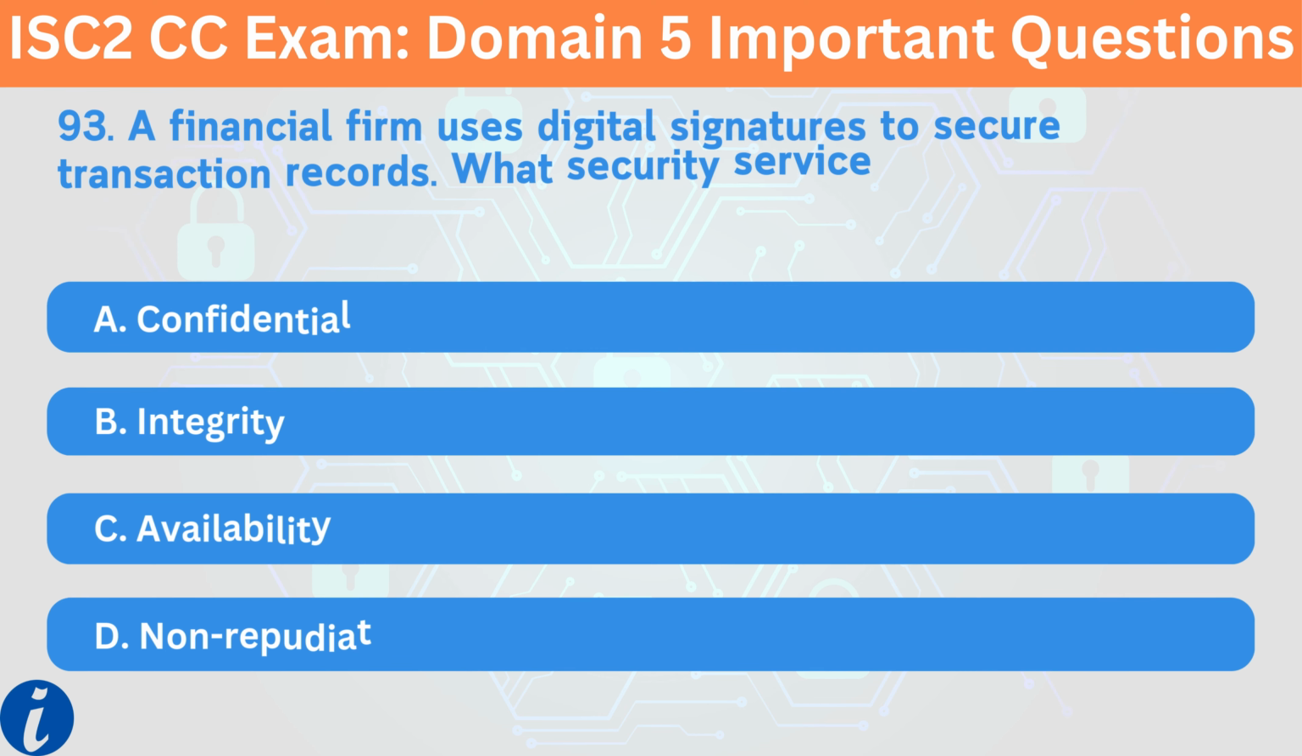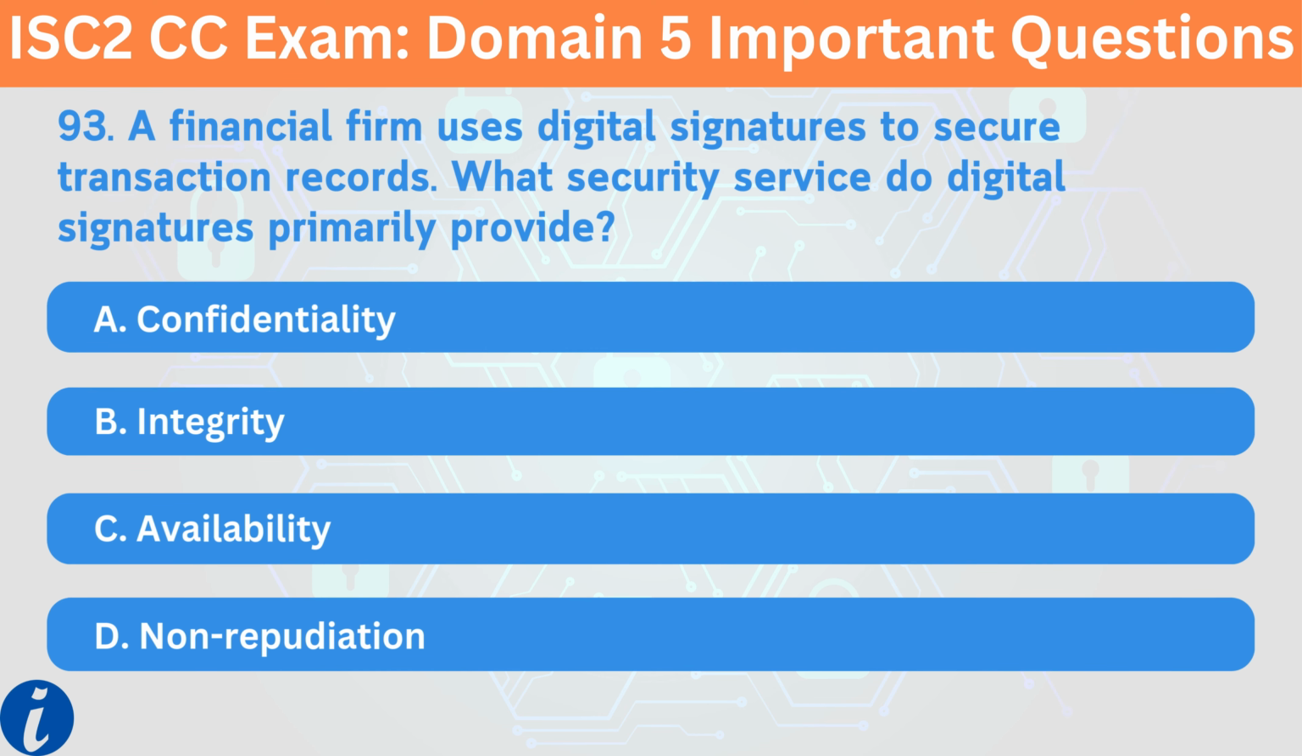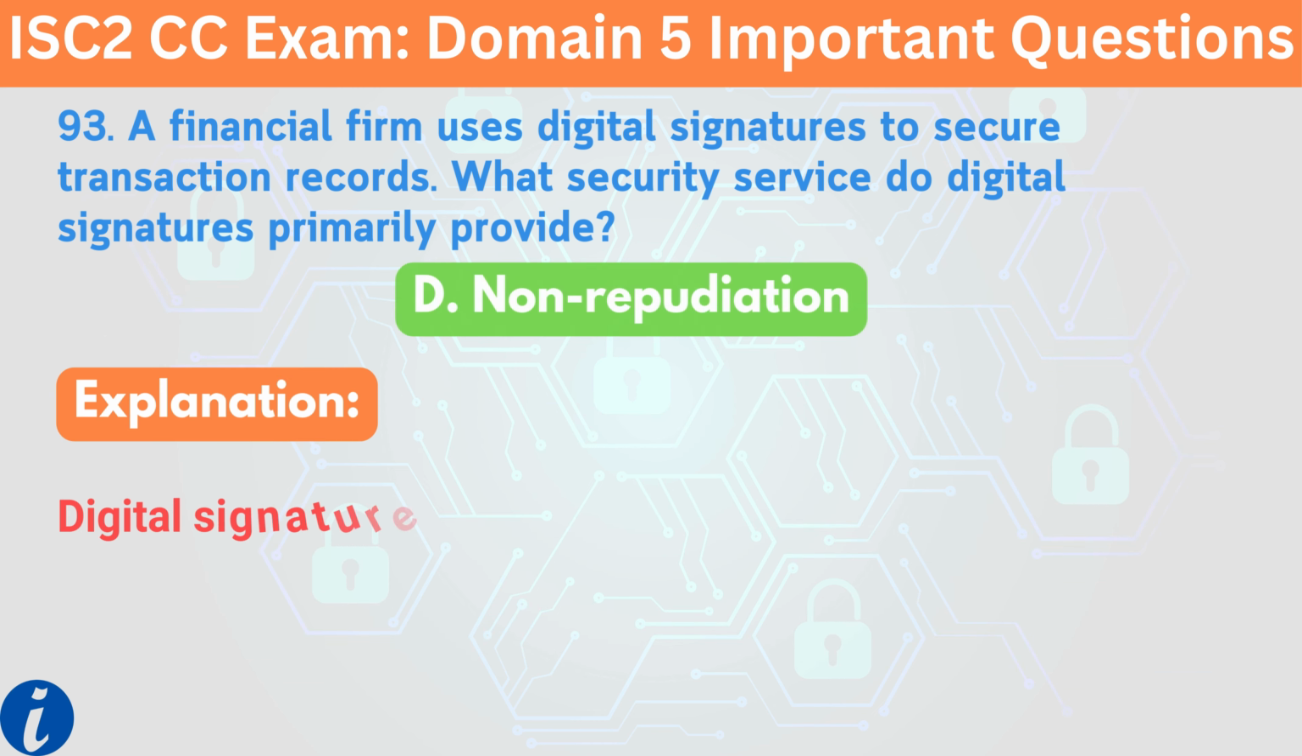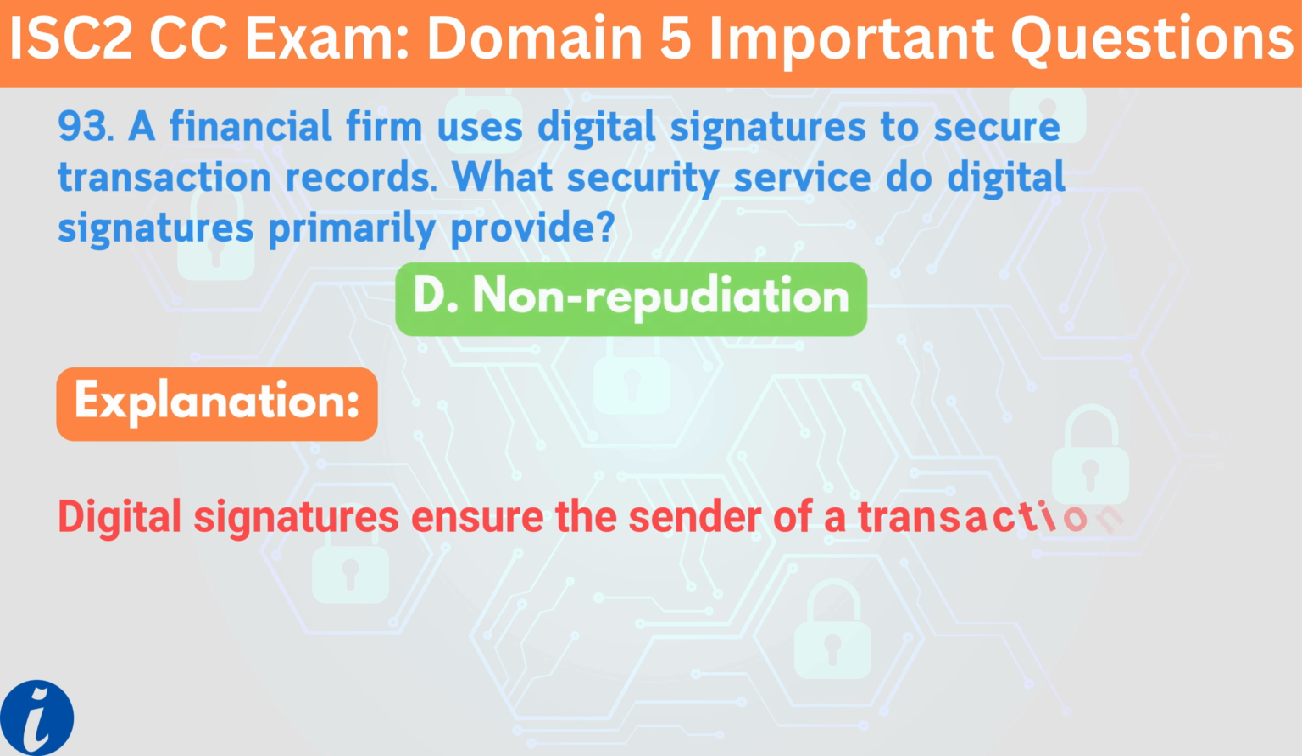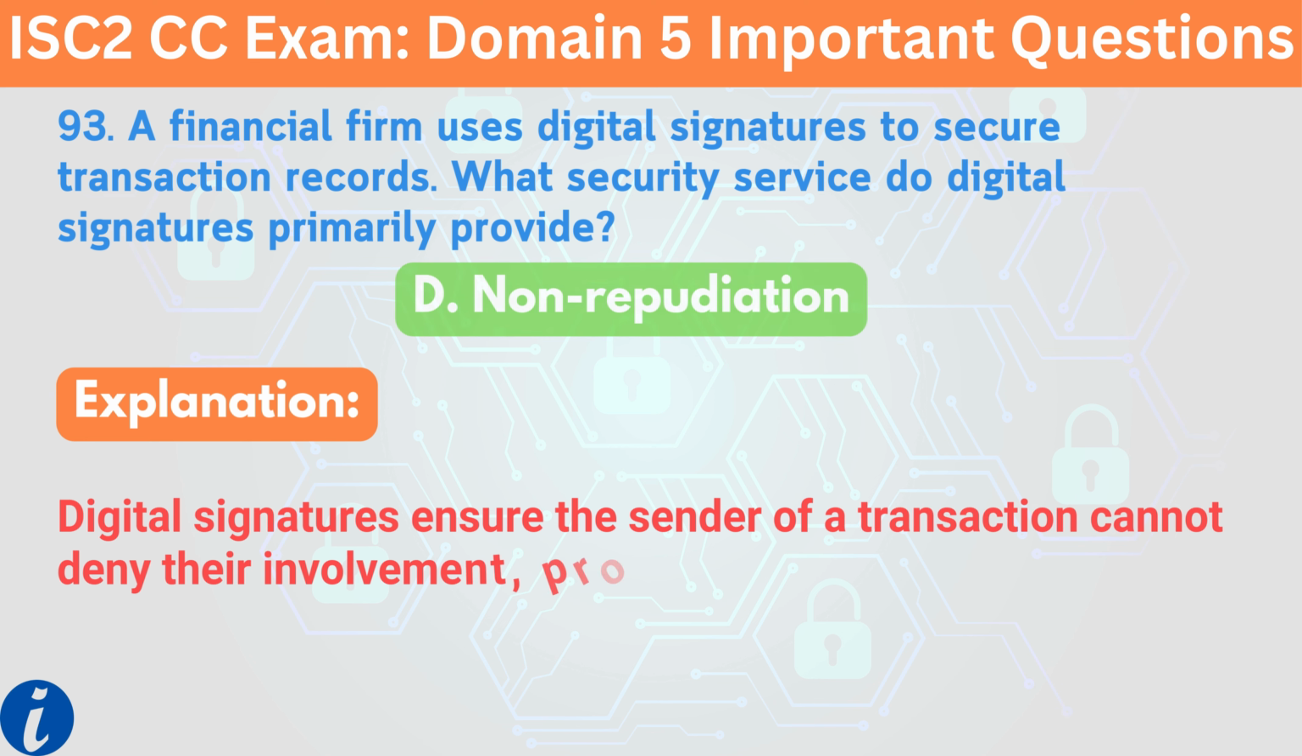93. A financial firm uses digital signatures to secure transaction records. What security service do digital signatures primarily provide? A. Confidentiality. B. Integrity. C. Availability. D. Non-repudiation. The correct answer is D. Non-repudiation. Explanation. Digital signatures ensure the sender of a transaction cannot deny their involvement, providing non-repudiation.